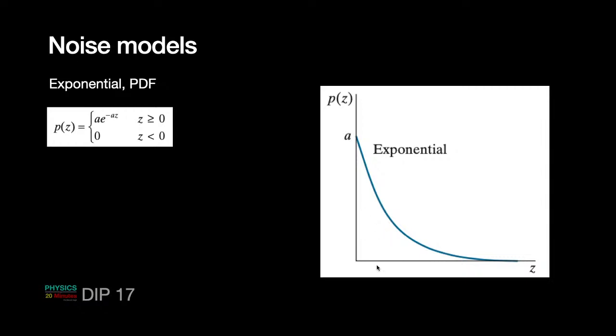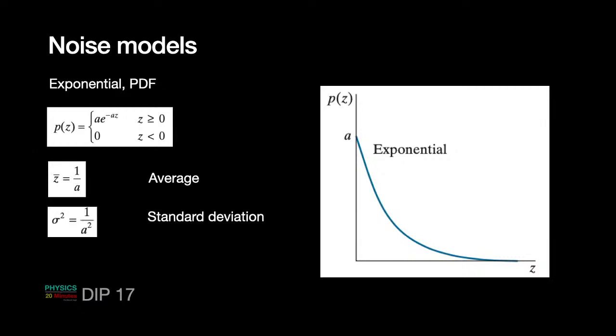So if I ask what is the probability that z will have a value between one interval marked here and here, then you take that area, and that area will give you the probability. The z bar is 1 by a, this is the average in this case. Sigma square is 1 over a square, which is the variance.